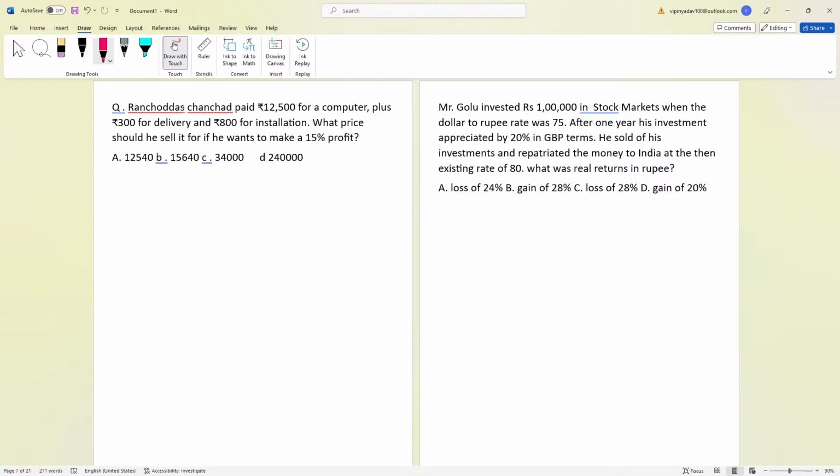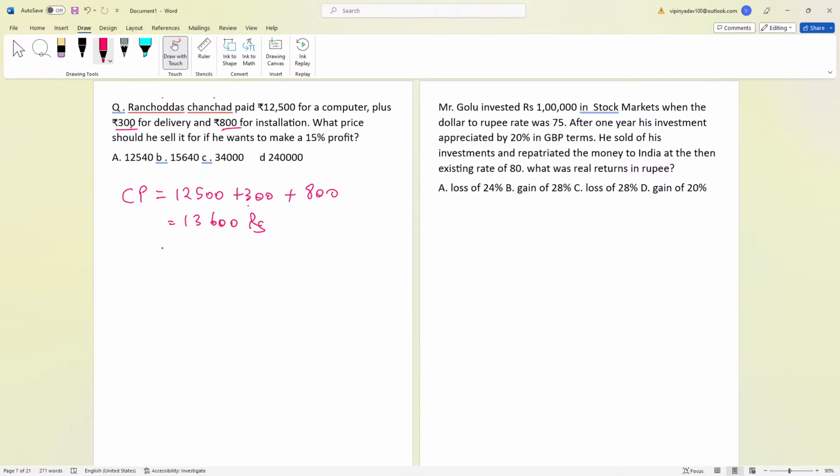So now Ranchhoddas Chanchad paid 12,500 for a computer plus 300 for delivery and 800 rupees for installation. So now the total cost price, if I write over here, what will that be? If I try to add all of these, the delivery charge we'll be adding into this, and the installation charges also we'll add into this. All of these parts will be the cost price. So if I add it, it will be 13,600 will be the cost price.